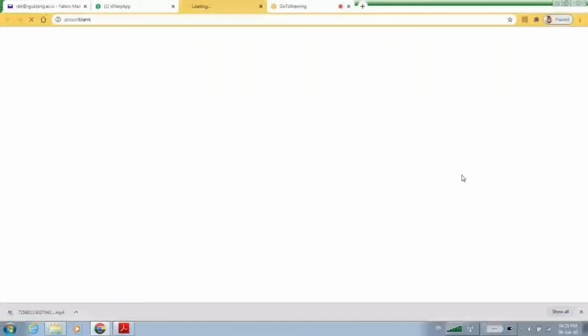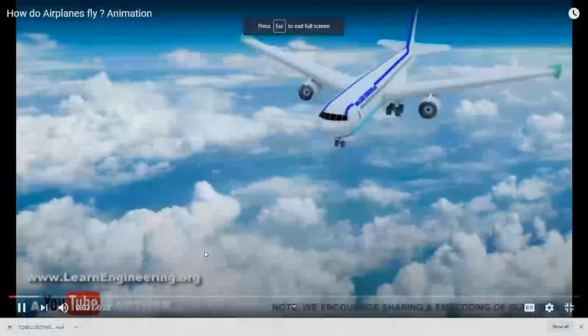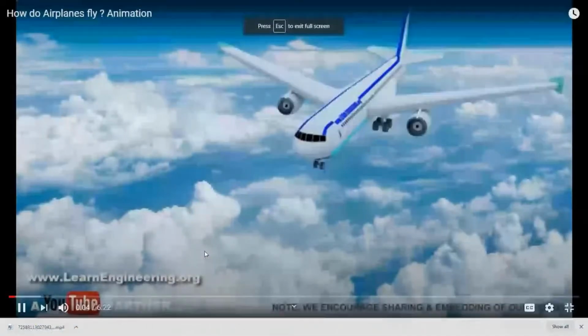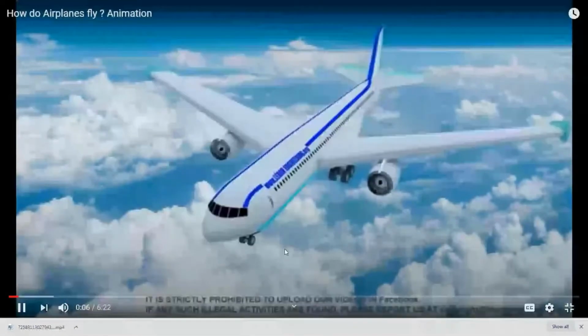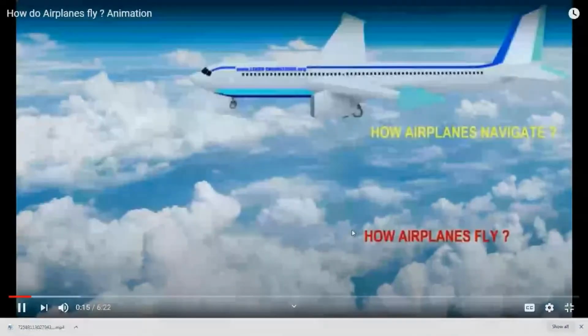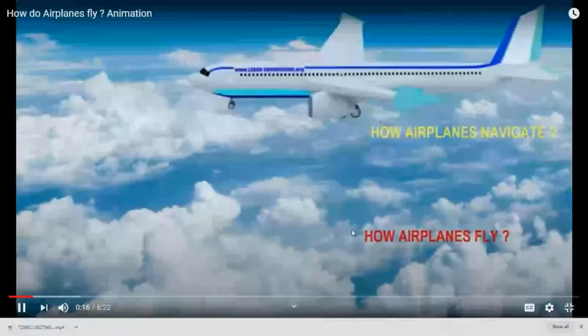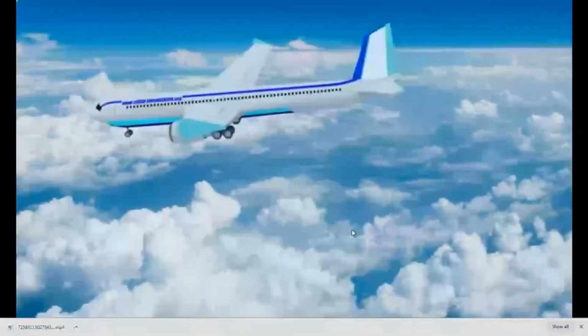Over the last few decades, airplanes have certainly revolutionized the way we travel. But have you ever thought of how it flies? How does it navigate? We will get answers for these questions from this video in a simple yet scientific way. We will also explore how the flight is controlled in a real-time manner.